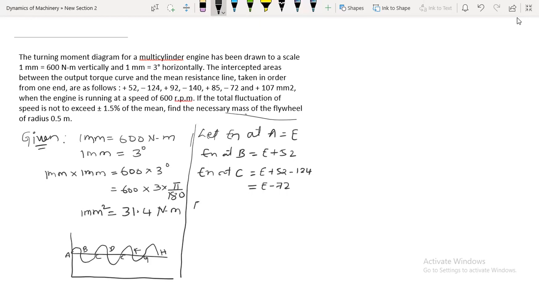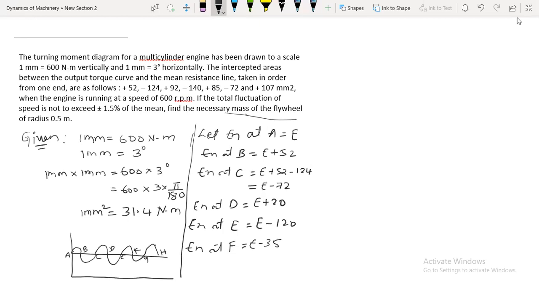Right? Then next, the energy at D will be equal to E minus 72 plus 92. So that will be E plus 20. Then energy at E will be equal to E plus 20 minus 140. So that will be E minus 120. Then similarly, the energy at F will be equal to E minus 120 plus 85. So it will be E minus 35.